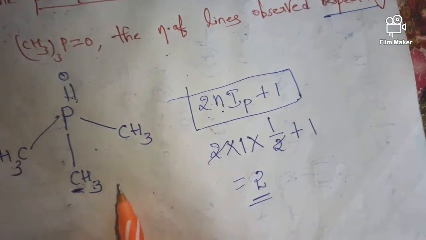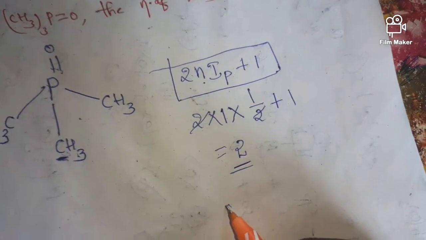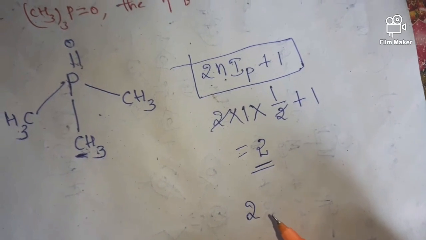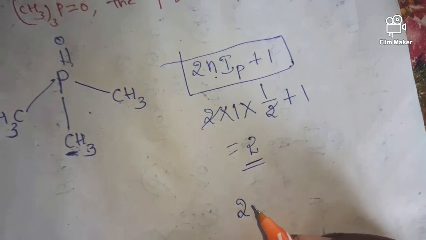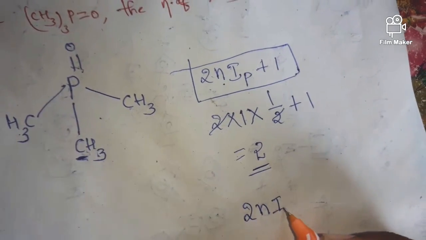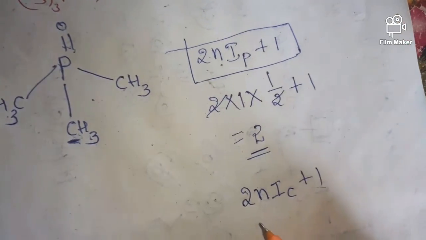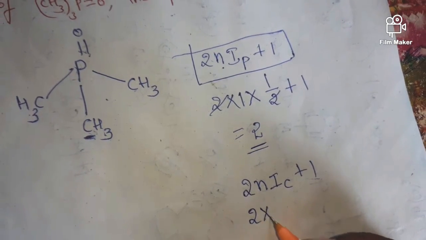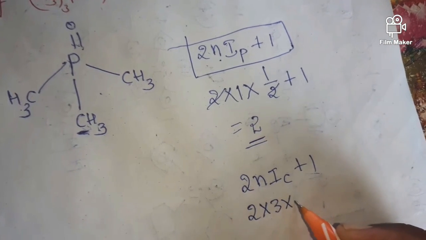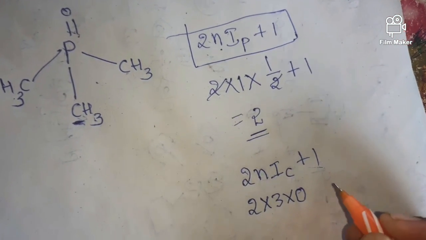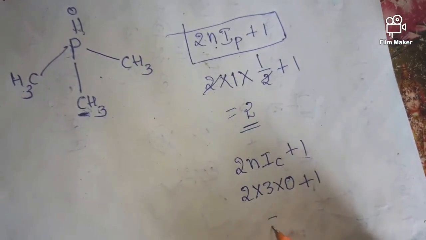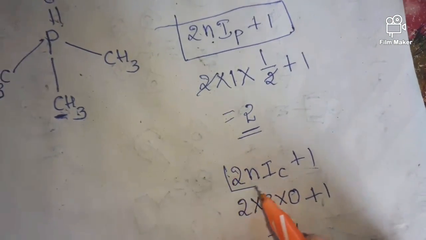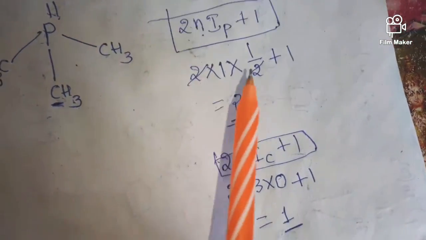Now let's find for the carbons. Of course carbon is NMR inactive, but there must be at least one peak. There may be no splitting, but at least a single peak is present. So 2nI of carbon plus 1. In the given structure how many carbons we have? 3. So 2 into 3 into I value for the carbon is 0. That's why I said carbon is NMR inactive, plus 1. So here we got 1 line. This is for the phosphorus.